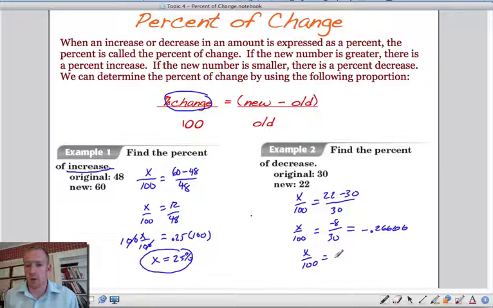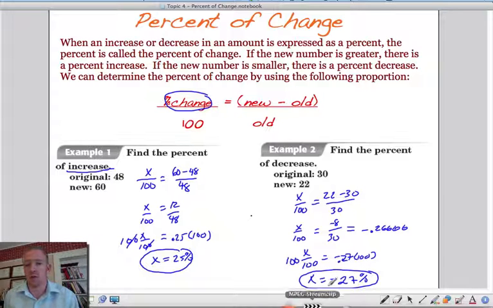x over 100 equals negative 0.27. I'm going to round it. Multiply both sides by 100 here, and we get x equals 0.27 times 100, which is 27%. And it was a 27% decrease. So you have the negative there.